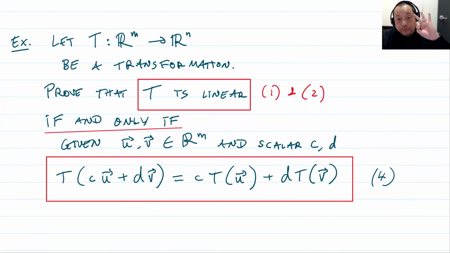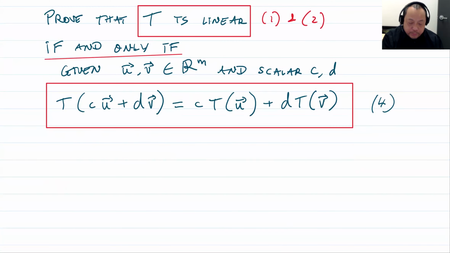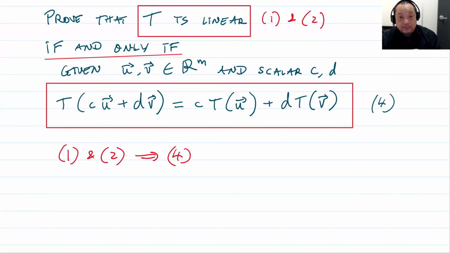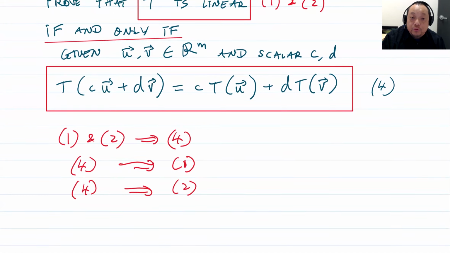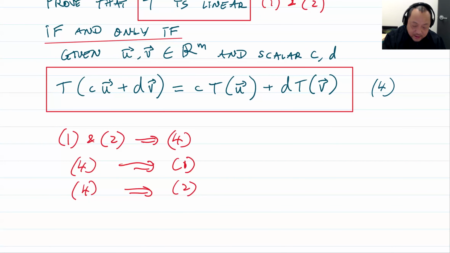That means we actually have to prove 3 things. We have to prove that if we have 1 and 2 both, then we can arrive at 4 as a result. That's one direction. And then the other direction is that if we have 4, then we have to result in both 1 and 2. But that's an and, yeah? So that means we have to prove that if we have 4, we will result in 1, as well as if we have 4, we also result in 2. We have to prove all 3 things.